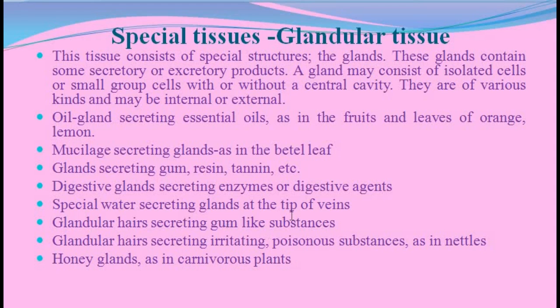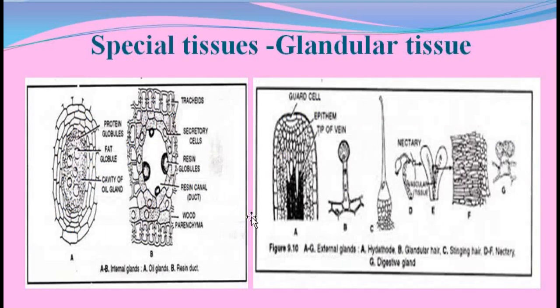These are the examples of certain glandular tissues. So in this diagram we can see certain glandular tissues. These are the examples of internal glands, and these are the examples for external glands. Internal glands: this is an oil gland where the essential oils are secreted into the cavity. Then this is a resin duct. Usually we can see this in pinus, stem, leaf, everything, where the resin is going to be secreted into the duct, which is of commercial value, antimicrobial in nature.